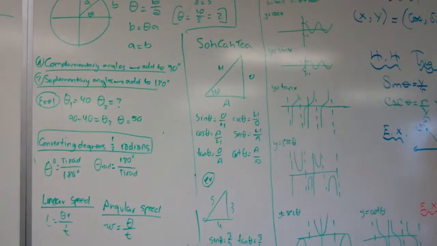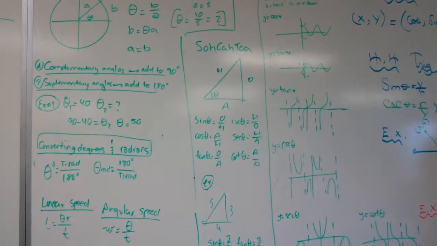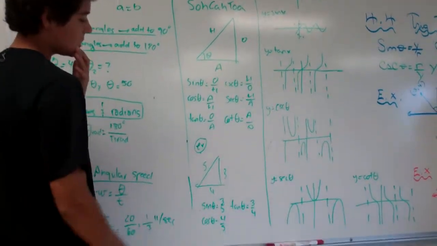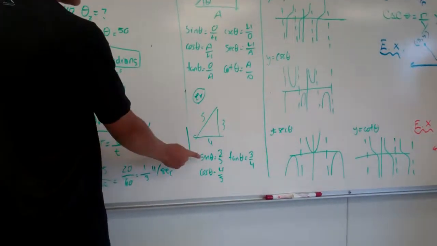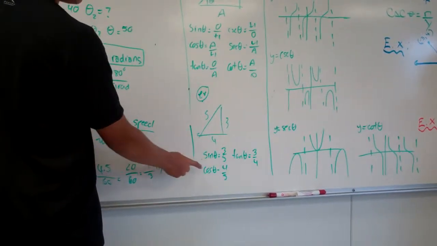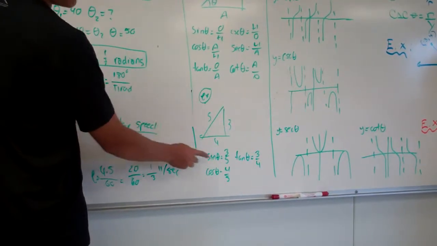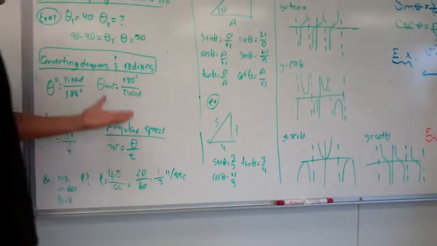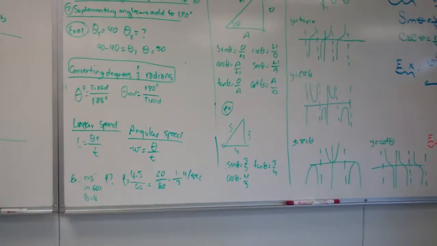I'm just going to make a quick correction: reciprocal, not inverses. Yeah, reciprocal, sorry. And an example here of a basic triangle. Sine would be 3 over 5, cosine would be 4 over 5, tangent would be 3 over 4, and then the other 3 would be the reciprocals of the ones we said.